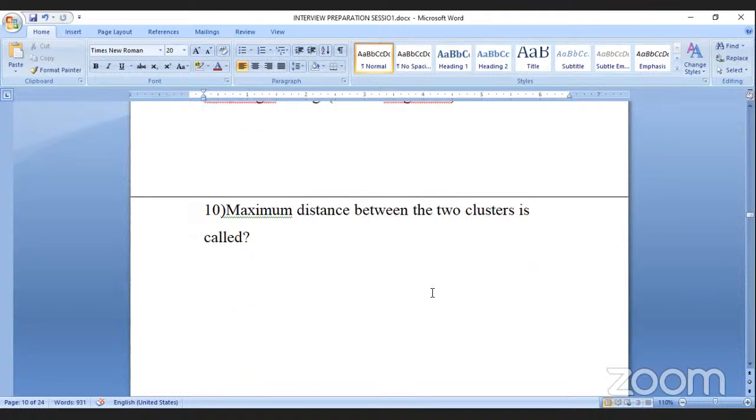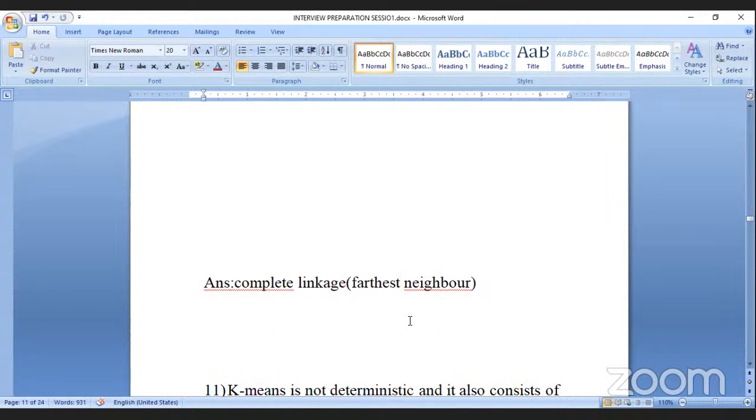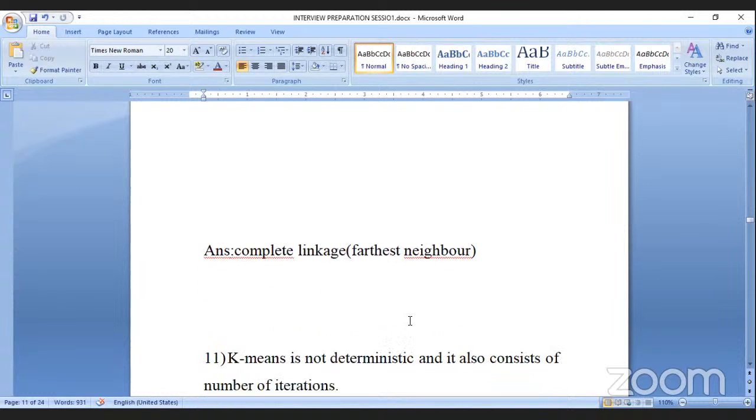So let's move to the answer. The answer is complete linkage, friends. It is also said to be farthest neighbor. Complete linkage. Very good. Appreciate it, friends.